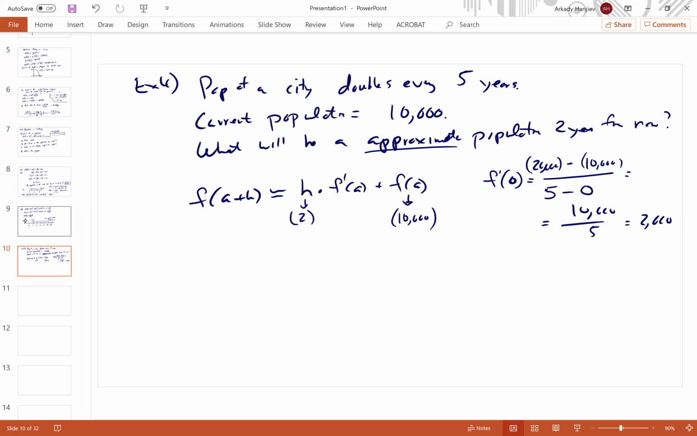Okay, talk to me if this makes sense. So we got a little slope value here. So now we can plug it in. This is going to be 2,000 right over here plus that one right there. So 2 times 2,000 plus another 10,000. I'm looking at 4,000 plus 10,000.